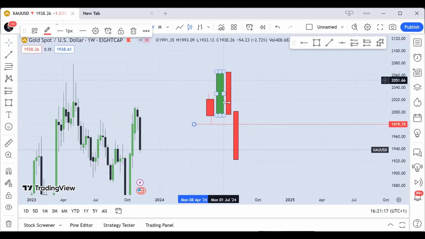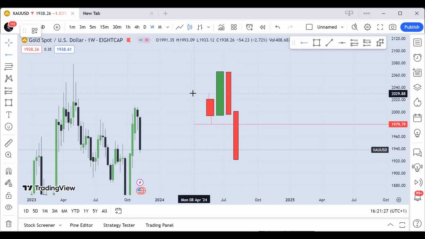An engulfing that failed. This is an engulfing. When price retraces, price should buy. But instead of buying, price now breaks and keeps selling. So we call it an engulfing fail.